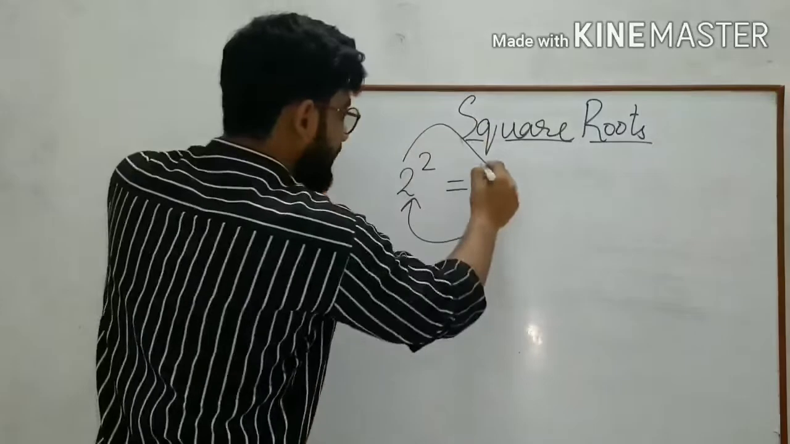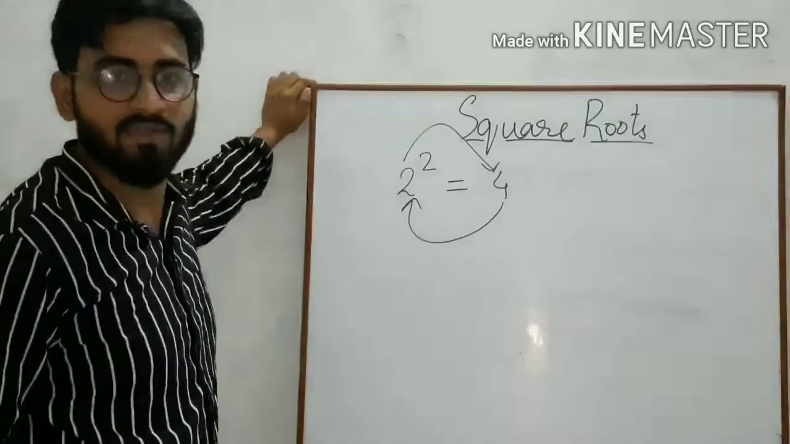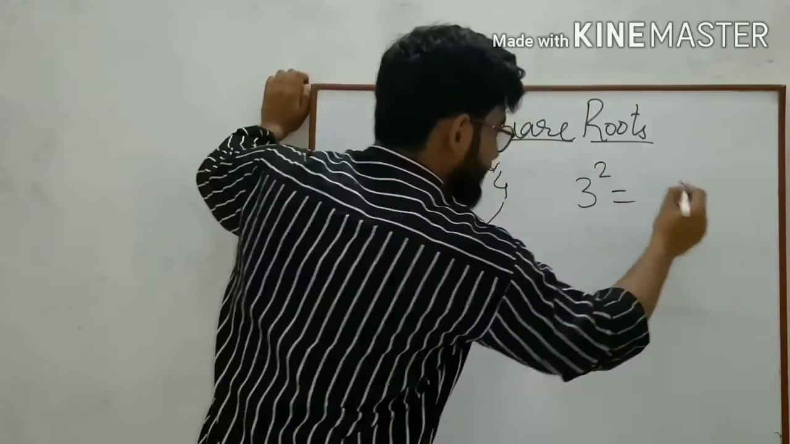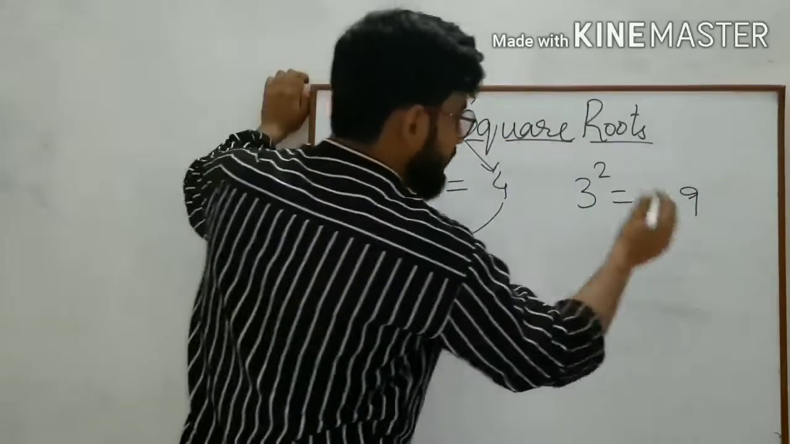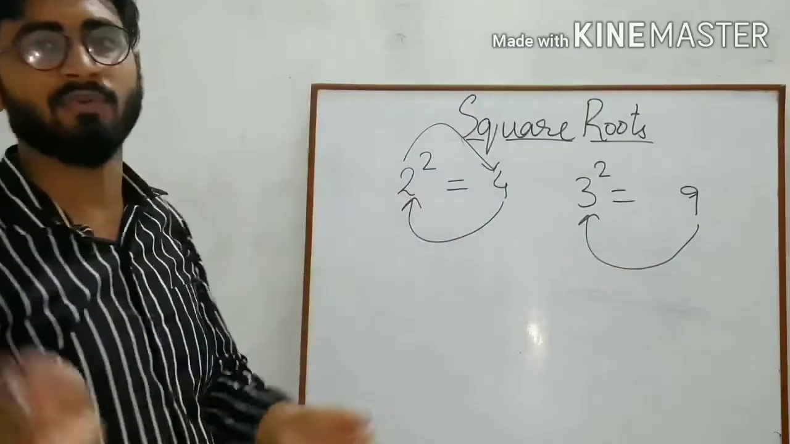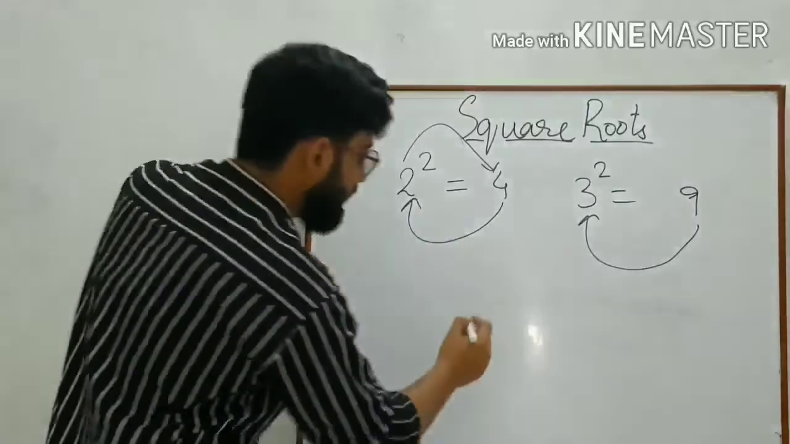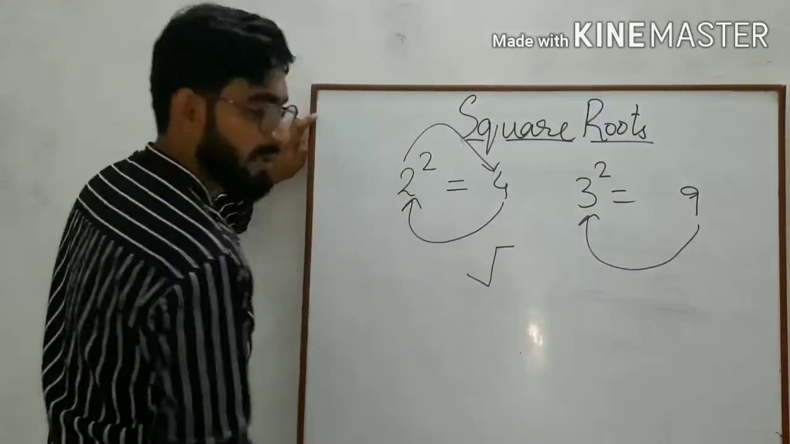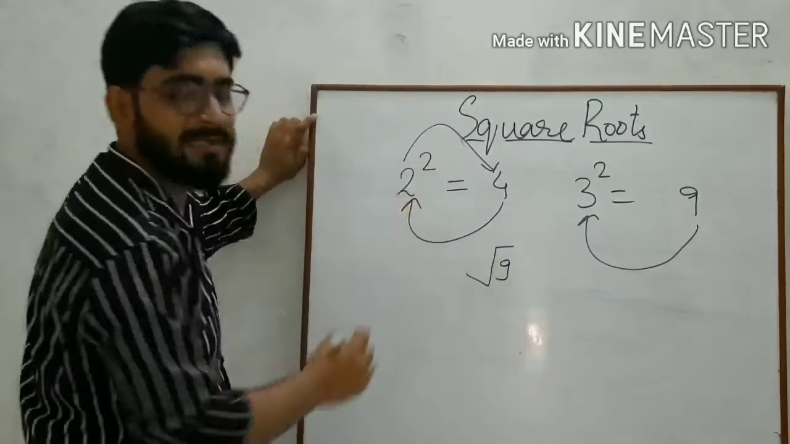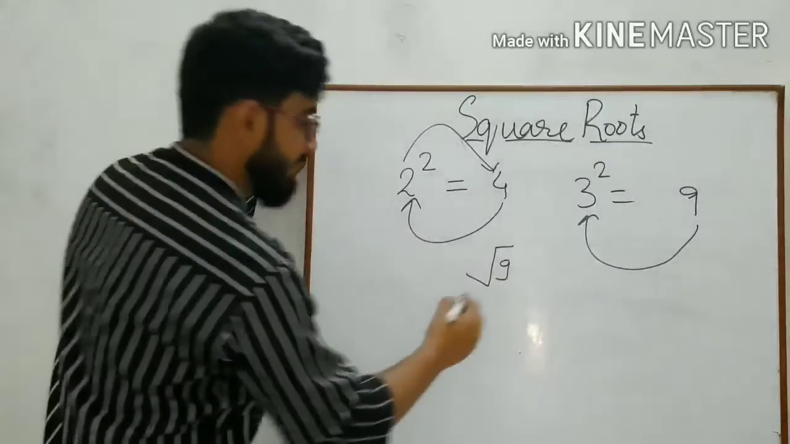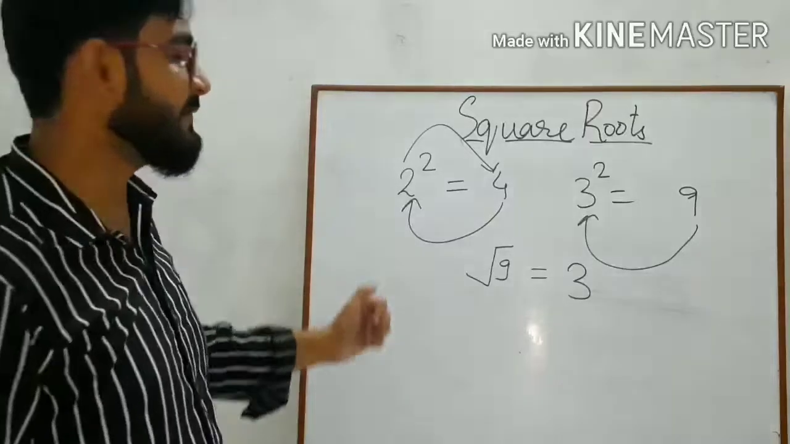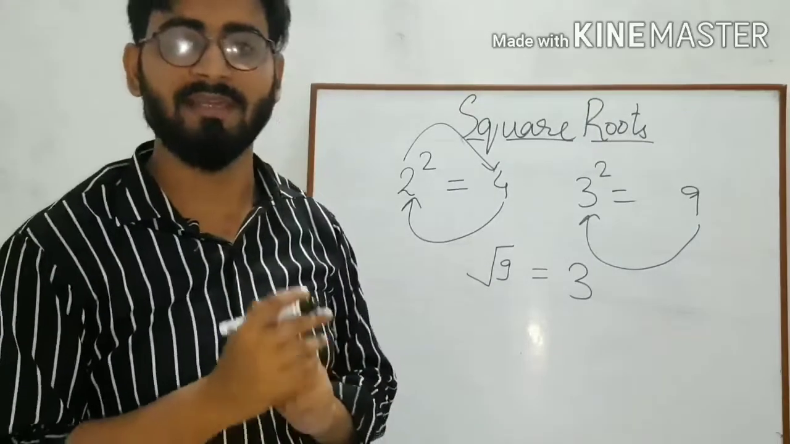Square of 2 is 4 and the square root of 4 is 2. If I ask you what is the square of 3, you will tell 9. But if I ask you what is the square root of 9, then you will tell 3. So this is square root, just the opposite of squaring. And the symbol for square root is this one. Suppose you want to find the square root of 9, then you will write 9 under this symbol, and the square root of 9 is 3. Any problem? So this is the way to find the square root of any number.